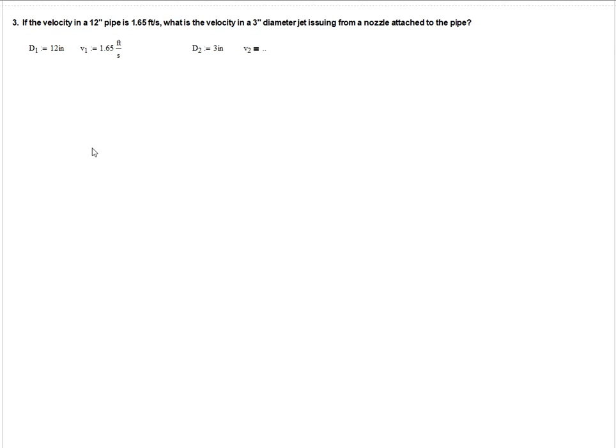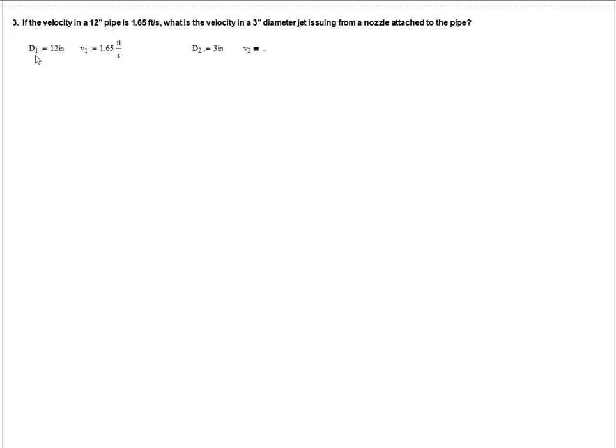Here we have fluid flowing through a pipe, a 12-inch diameter pipe. Its velocity is 1.65 feet per second. And we're asked, what is the velocity if at the end of this pipe we attach a nozzle which reduces the diameter down to 3 inches?